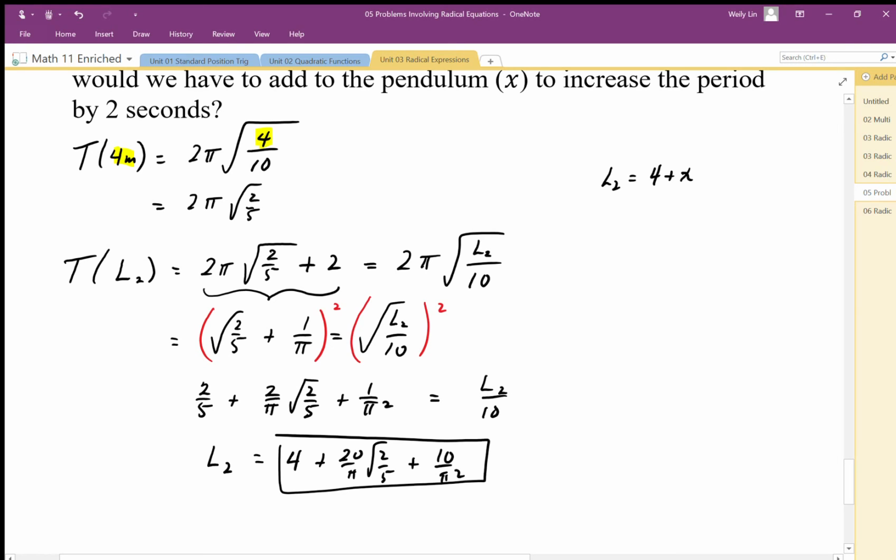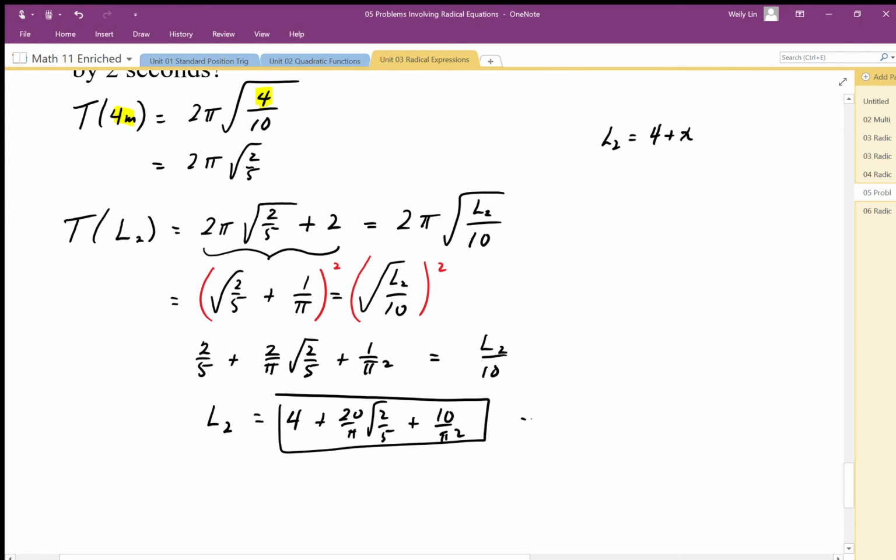Now, if I want to solve for x, that's going to be 4 plus x. So x is equal to 20 over pi root 2 over 5 plus 10 over pi squared. Okay, so there's lots of algebraic pieces that you have to keep track of here.